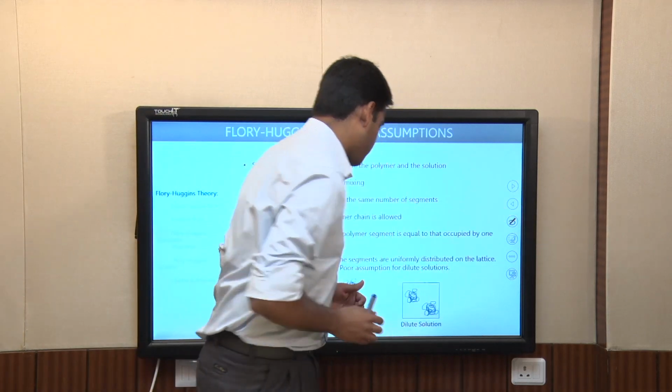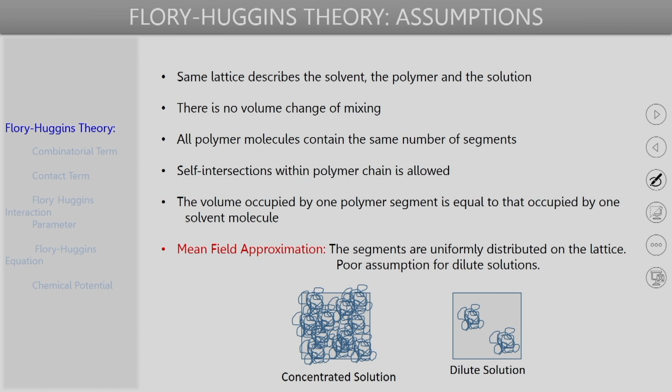Through a couple of cartoons, let us see why the mean field approximation is not a good assumption for dilute solutions. For this concentrated solution, in this rough cartoon, one can see the polymer chains are packed quite closely to each other, and they are entangled with each other as well. So here one can safely say that the polymer segment distribution across the entire volume of the solution is relatively uniform. So making the mean field approximation here will not lead to significant error.